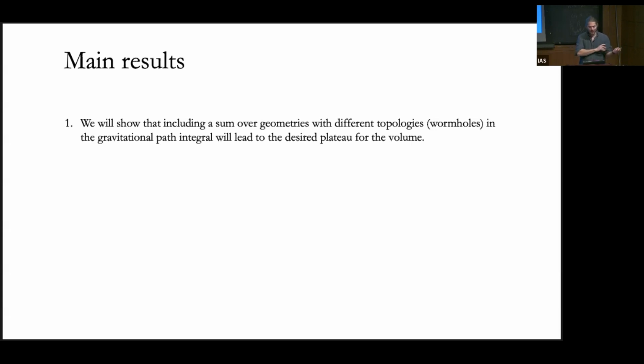We will show that including a sum over geometries with different topologies, so geometries that include wormholes, in the gravitational path integral will lead to the desired plateau for the volume.